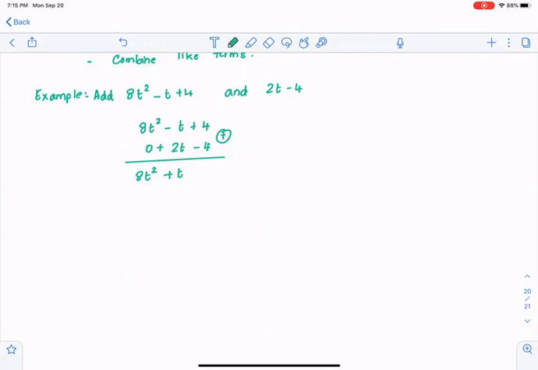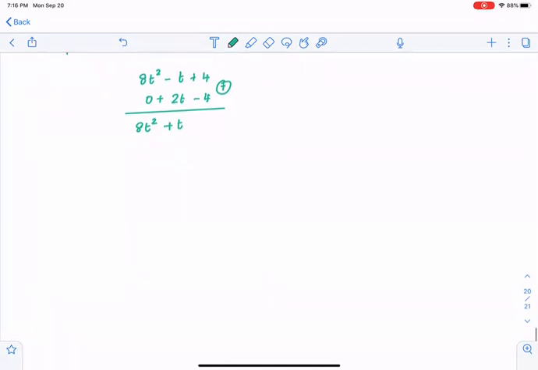An easier approach would be to always put the lengthier polynomial on top and the shorter polynomial on the bottom. So in this case, we have only 2, so I'm going to put the longer one on top. That's always the good way to add polynomials.